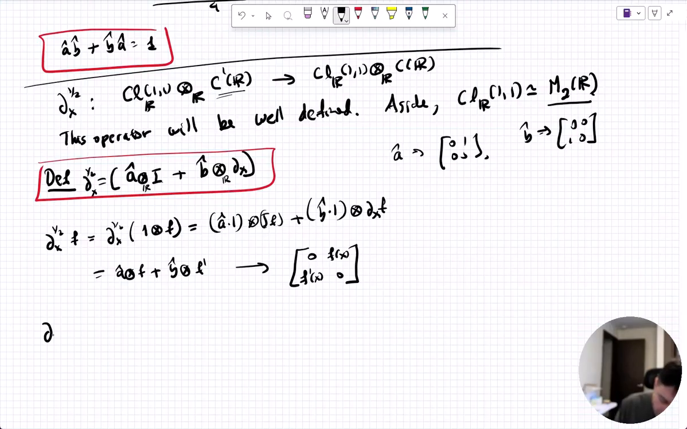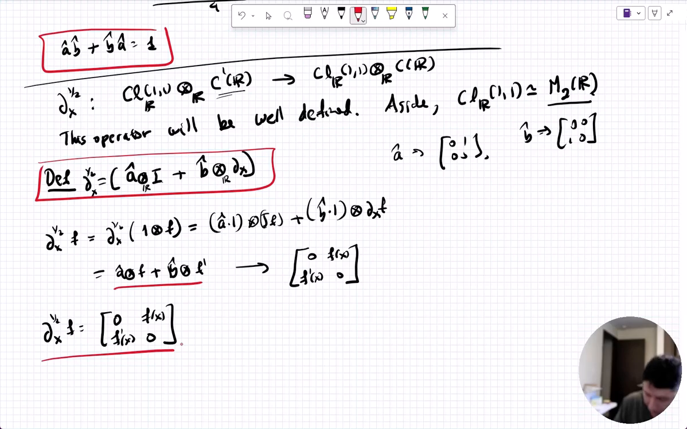So the derivative operator to the 1/2 of f is equal to 0, f of x, f prime of x, 0, right? Another way to look at it in matrix notation, right? So you get two possible answers. We get this one and we also get that one.